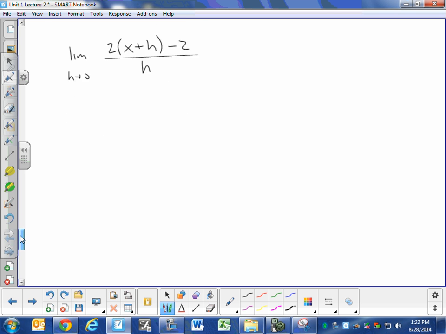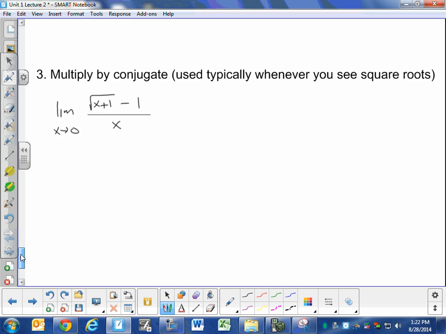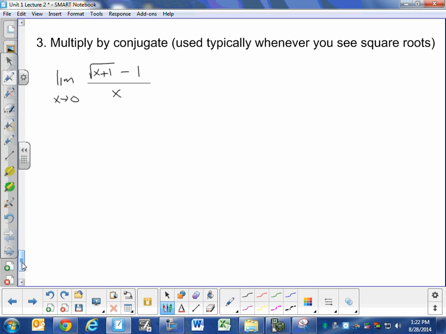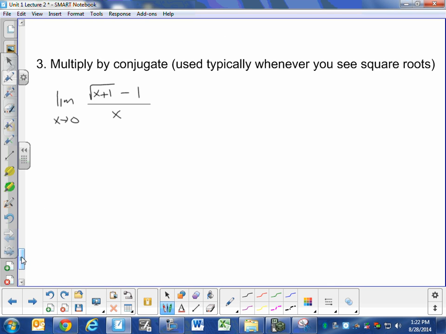Same deal here. Simple. Sometimes we have to multiply by the conjugate to eliminate our problem and to find where this function value is located. It's typically used when we see square roots. So I got limit as x approaches 0 of the square root of x plus 1 minus 1 over x. I attempt to find the function value at 0, but I immediately see I got root 1 minus 1 over 0. That's bad.